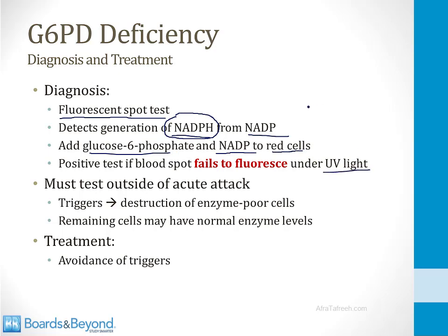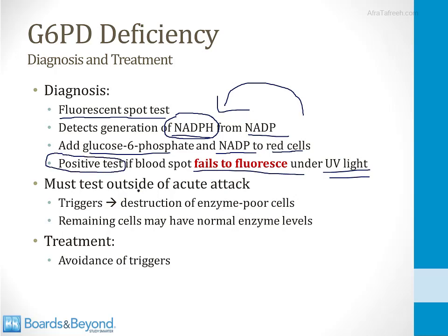If the patient has normal G6PD levels, they will generate lots of NADPH and the cells will light up under UV light. However, if they're deficient in the enzyme, they will fail to fluoresce normally under UV light. That's a positive test, meaning that the patient likely has the condition.